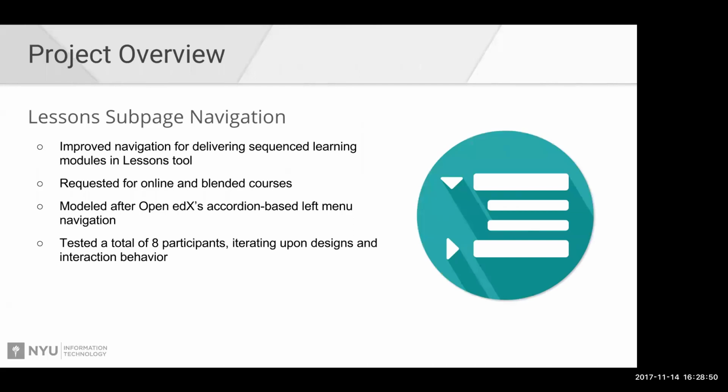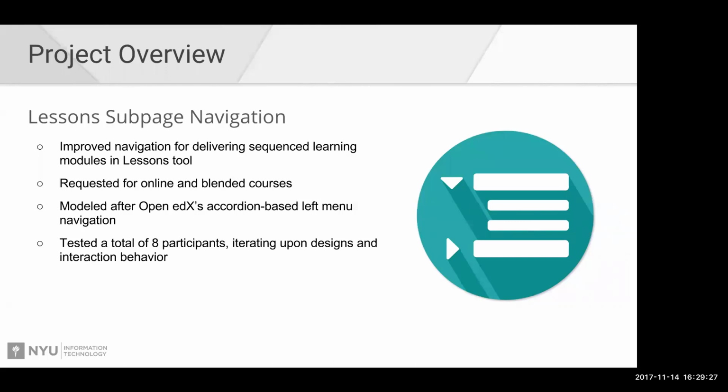Okay. Next, I just want to jump on to a new topic, which is lessons subpage navigation. So this is just another effort that we did usability testing on, and it was based off of a need to provide improved navigation for sequence learning modules in the lessons tool. So when you have multiple lessons tools in the left menu, and these lessons tools have subpages, and you want to be able to surface that. There are other platforms, for example, like OpenEdX, which has an accordion-based left menu navigation where you can very easily see sequences of content and navigate between them.